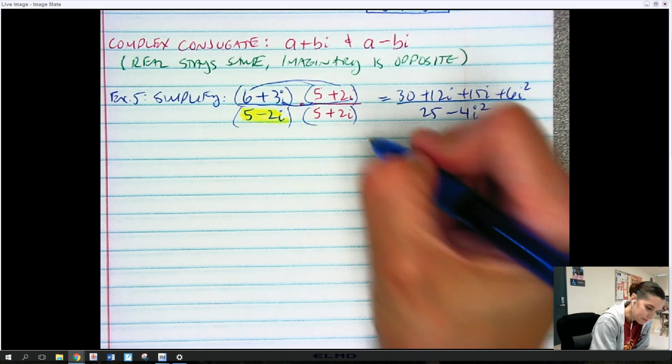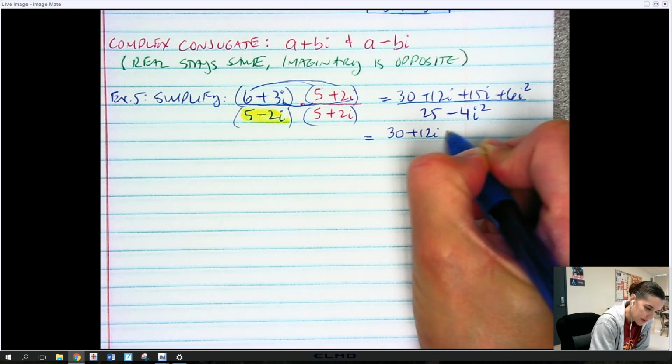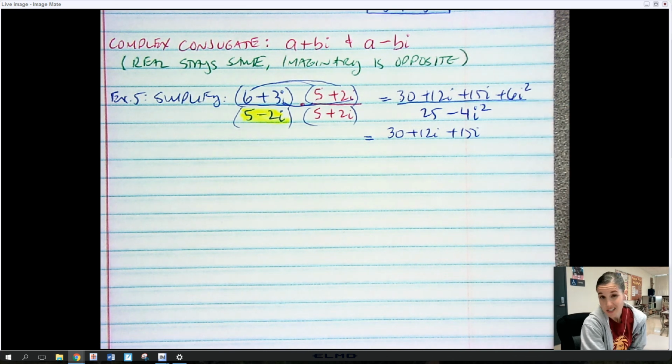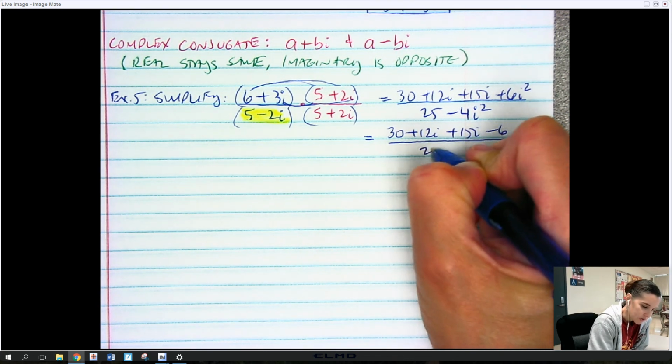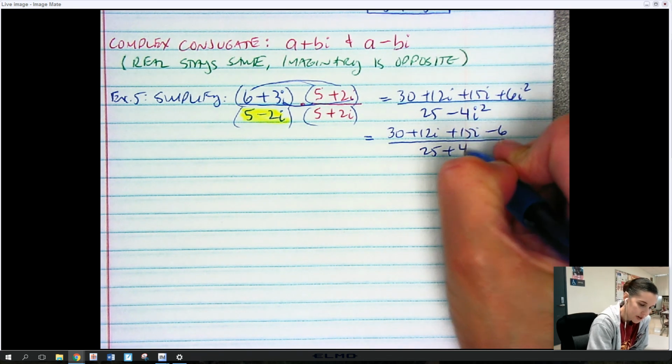Okay, so let's keep going. All right, so I've got my 30, I've got my 12i, I've got my 15i. I know that this 6i squared, I like to think of it as an opposite, so it becomes a negative 6. And on the bottom, I've got my 25. Again, I have another i squared, so it's the opposite. This will be a plus 4.